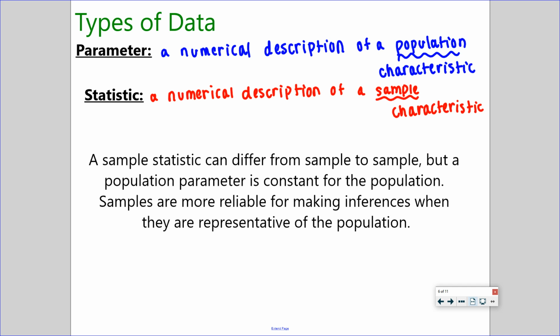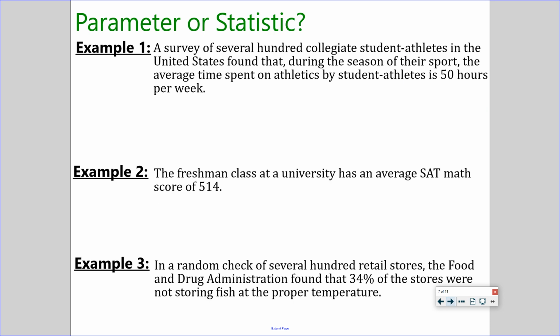A little added difference between a sample and a population. A sample statistic can differ from sample to sample, but a population parameter is constant for the population. Samples are more reliable for making inferences when they are representative of the entire population. Okay, we're just going to try a couple. This is similar to what you'll do in ALEKS. Is it a parameter or a statistic type of data here?